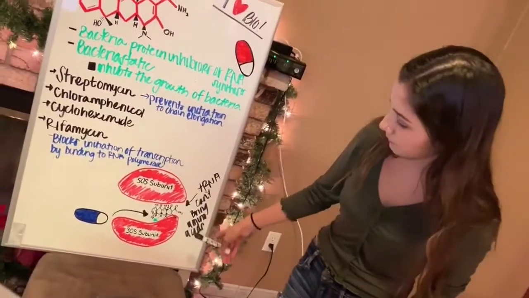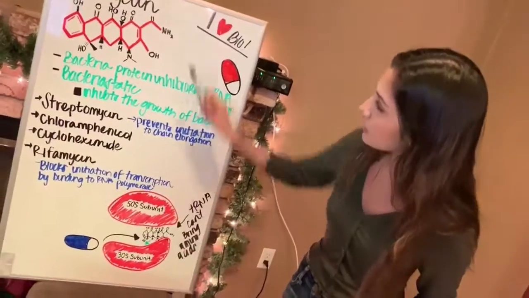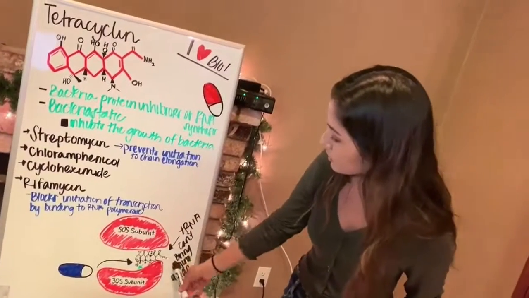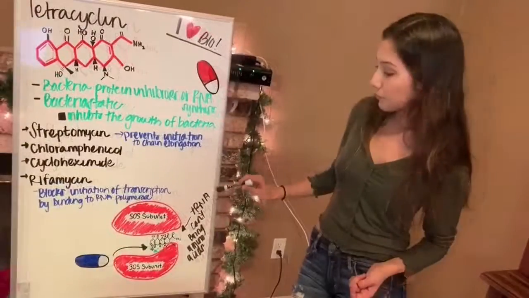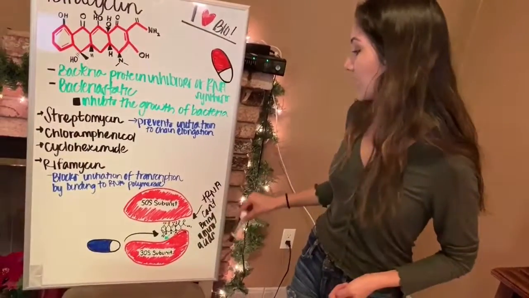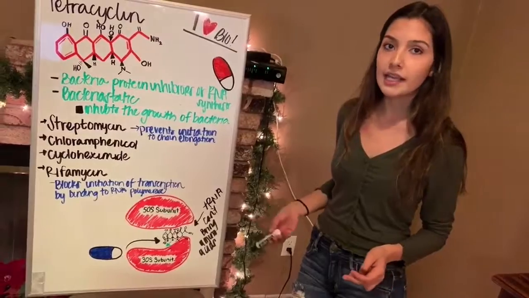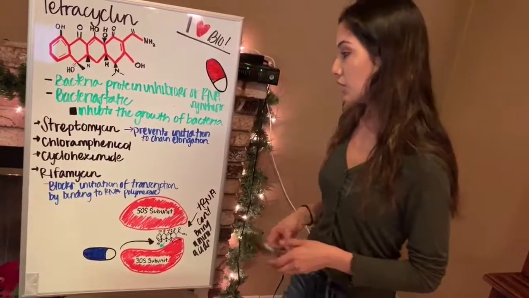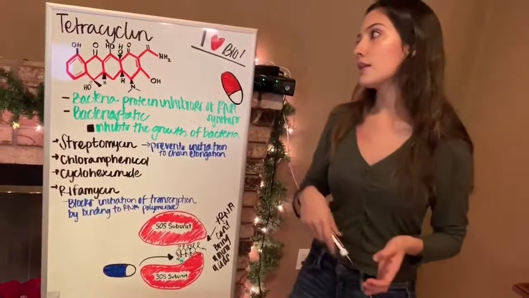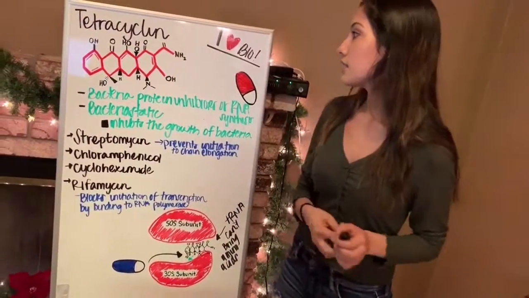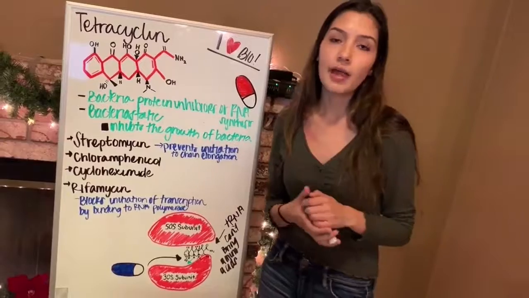So then the tetracycline goes into the mouth of the 30S subunit, and it blocks the tRNA from getting inside. So then this means that the tRNA can't bring the amino acid, which then means that the bacteria is unable to grow. Thus, the tetracycline's job as an antibiotic is complete.